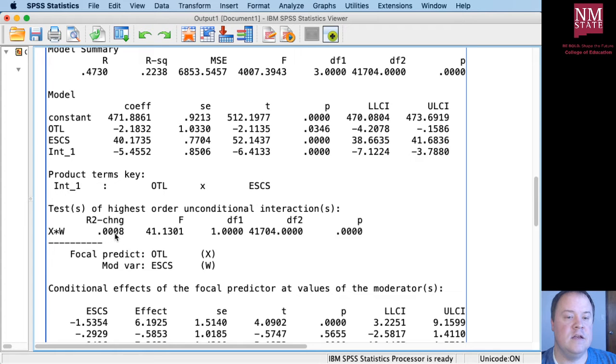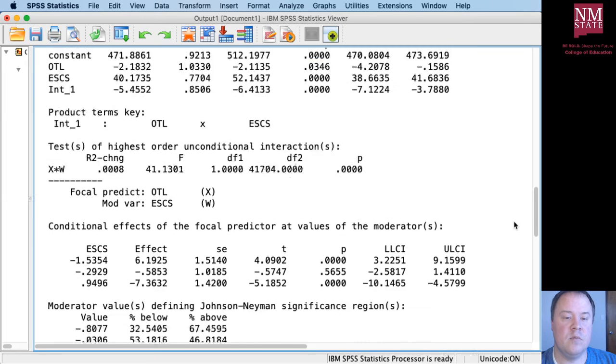But look at the R-squared change. It is adding basically 0.08% additional variance explained. Not very much. The statistical significance is probably likely due to the high sample size.